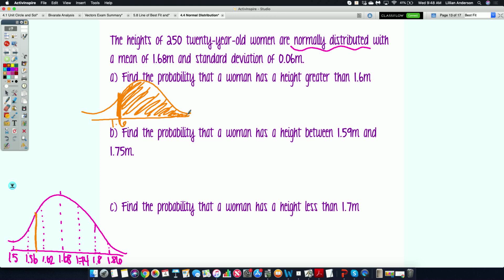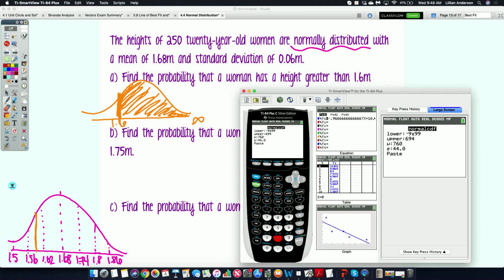No, that's just the third standard deviation. It goes beyond that, doesn't it? What number is beyond 1.86? What's beyond 1.92? What's beyond 2? Infinity. There we go. Okay? A really big number. So my shaded region is bounded between a lower boundary of 1.6 and an upper boundary of infinity.